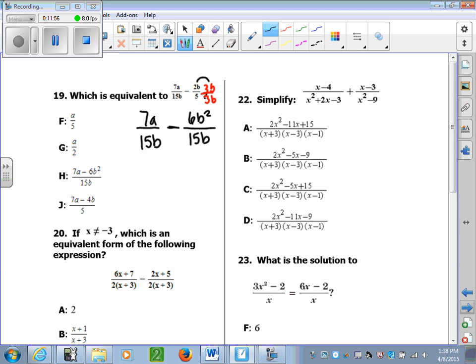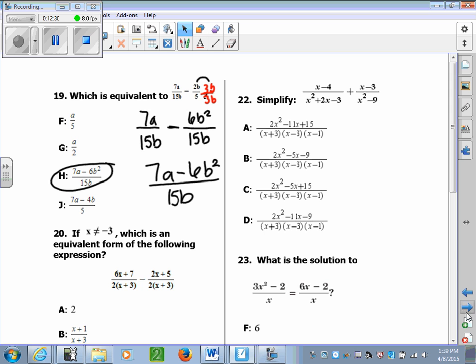Now my denominators match, so I go ahead and subtract like terms in my numerator. Well, I don't have any like terms. I have an a to the first and a b squared, so I'm just going to write them down next to each other. I will put the largest exponent first, which you don't have to do, but that's technically standard form. The answer actually is not like that, so we won't. But we have 7a minus 6b squared all over 15b. And I can see now my answer is H.